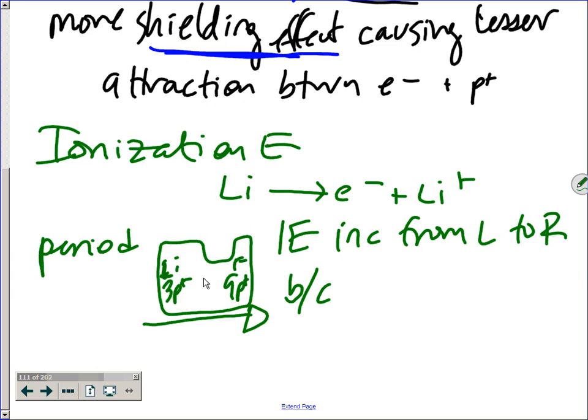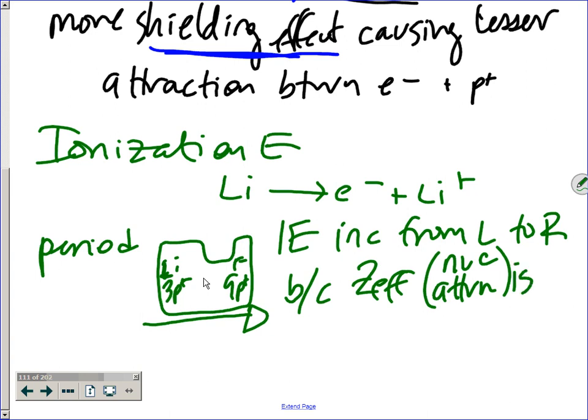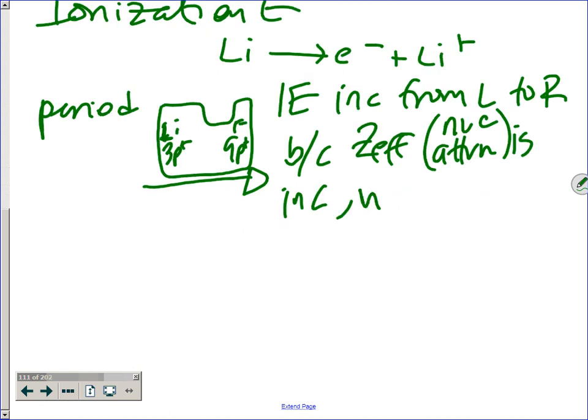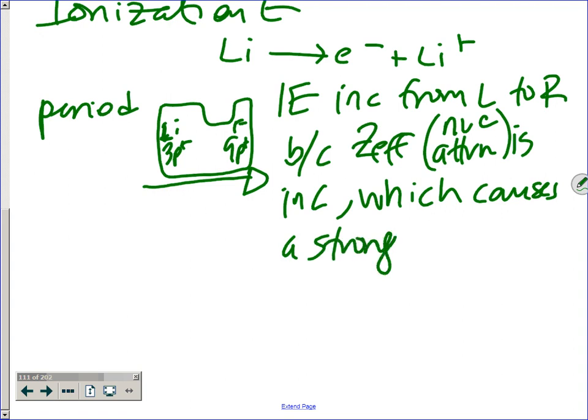Zeff. Okay, so ionization energy increases from left to right because Zeff, which, dumb that down for me, means nuclear attraction. Nuclear attraction. All right, so what happens to Zeff as you go from left to right? Everybody should be able to tell me this. It increases. So the energy it takes to rip an electron from your atom is increasing because your nuclear attraction is increasing, which causes a stronger hold on electrons.